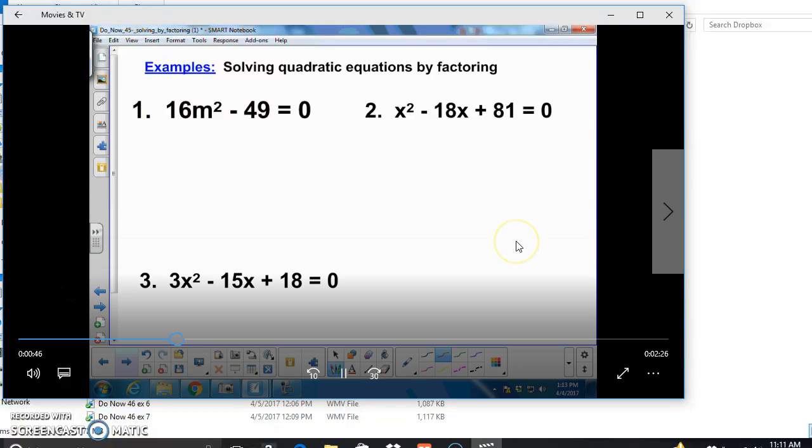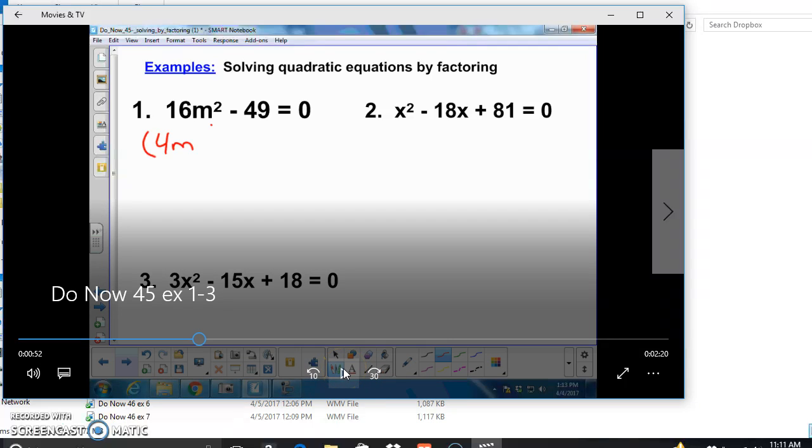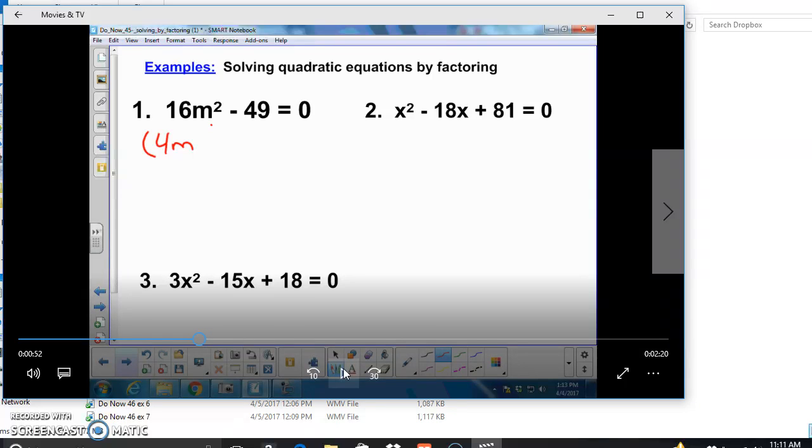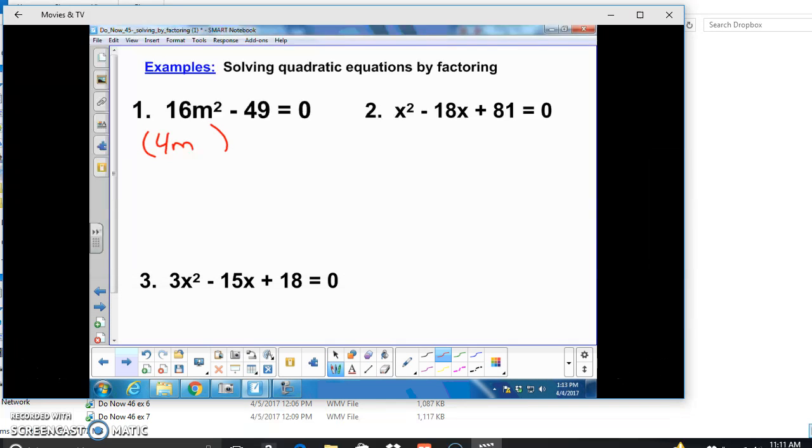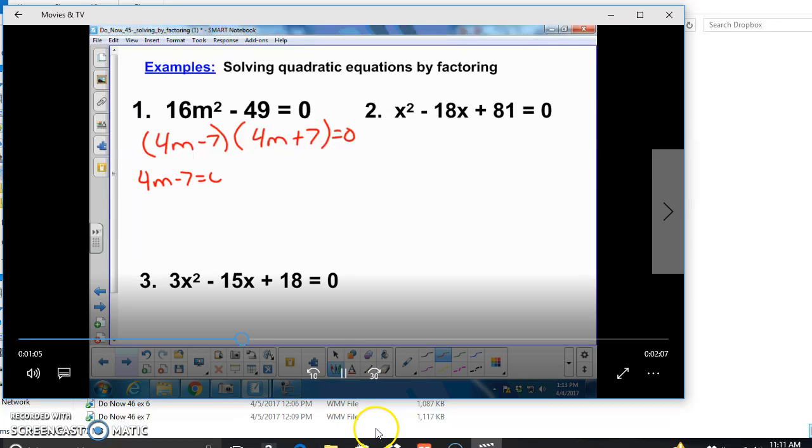Okay, so let's get into solving these, and you'll find that all quadratics have to be equal to 0 in order to solve them. Number 1, we have 16m squared minus 49 equals 0. Nothing will factor out of the 16 or the 49. I do notice that they're both perfect squares, so I can do a difference of squares. So I'm going to do 4m in both parentheses, minus 7 in both. And I can see that nothing would come out of the 4 or the 7, so I was correct in my factoring.